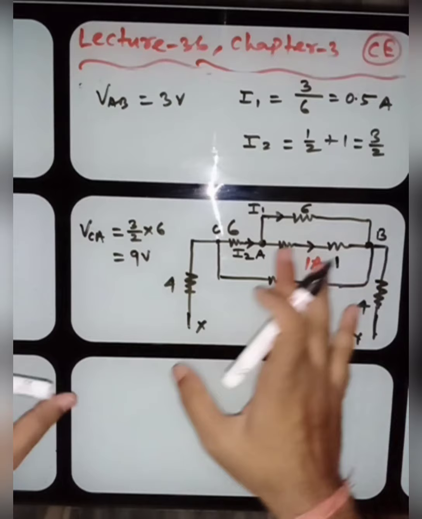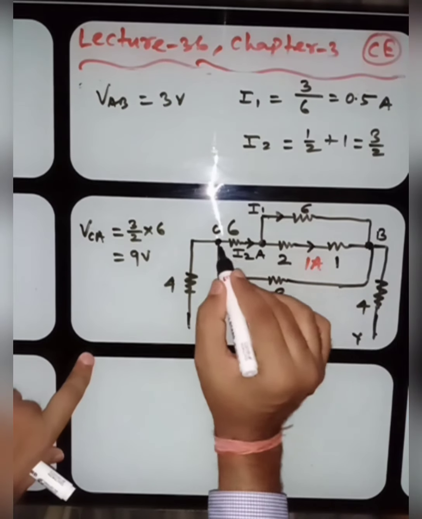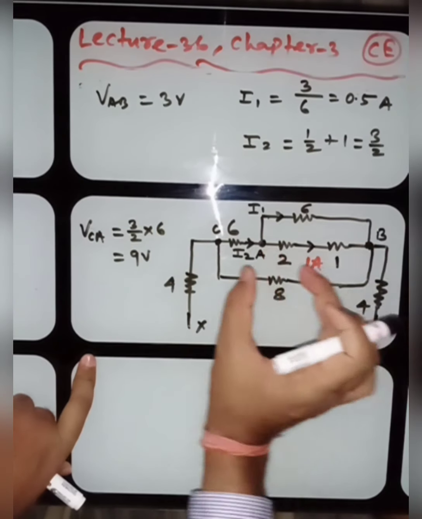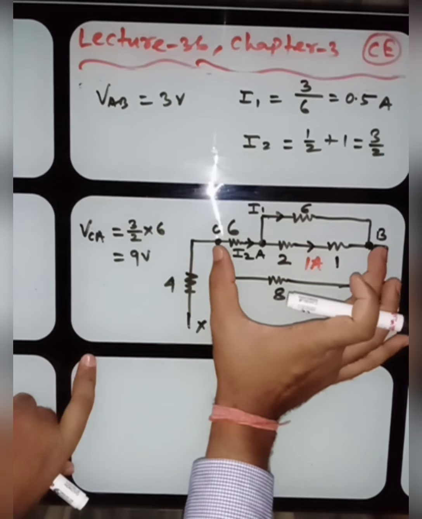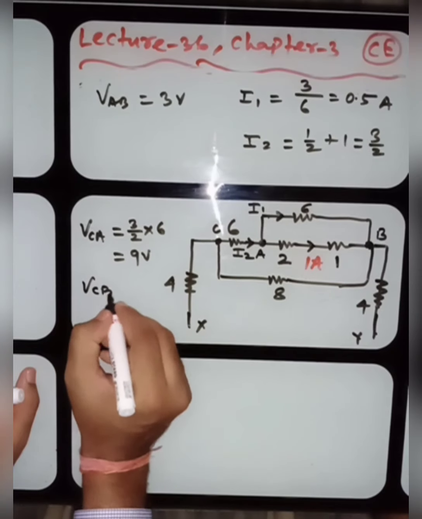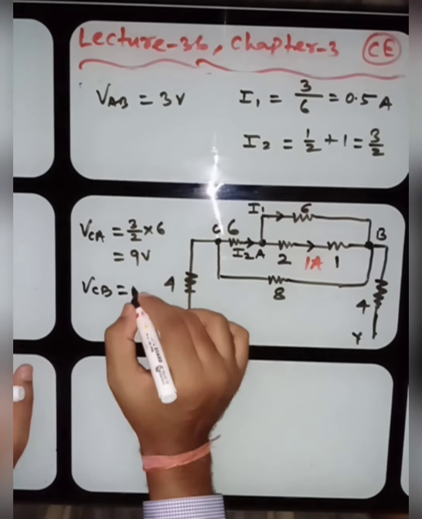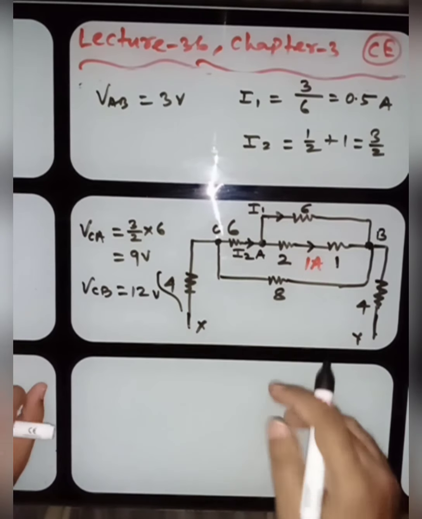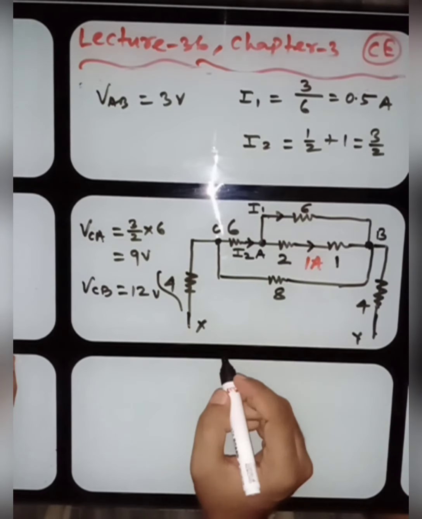Okay, I hope you are getting it, my dear student. So between this point C and B, the total potential will be how much? Here the potential was 3 volt and here 9 volt. So the total potential across these 2 points, that is CB, VCB, it is 9 plus 3, that is 12 volt. I hope you are getting it, we are solving very easily.